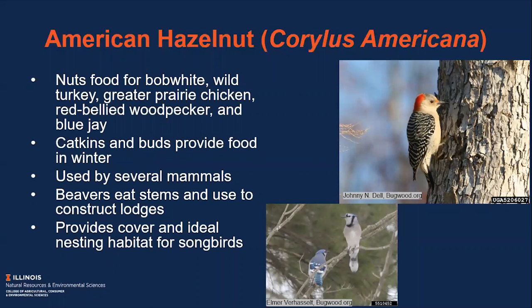The nuts are used by a whole host of things, including the bobwhite, wild turkey, greater prairie chicken in the right spot. Only a couple of small areas left here in Illinois with the greater prairie chicken. The red-bellied woodpecker and the blue jay, pictured here. And the catkins and buds can provide food for different things over the winter. It's used by several mammals in addition to birds. The beavers will eat the stems and use them to construct lodges if they're in a wet area. And it provides cover and ideal nesting habitat for a lot of different songbirds as well.